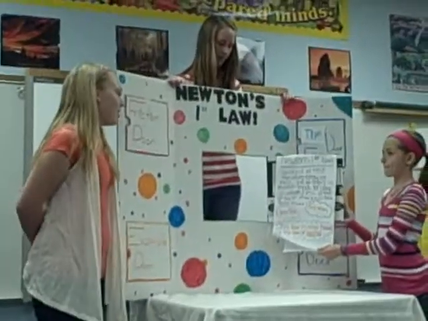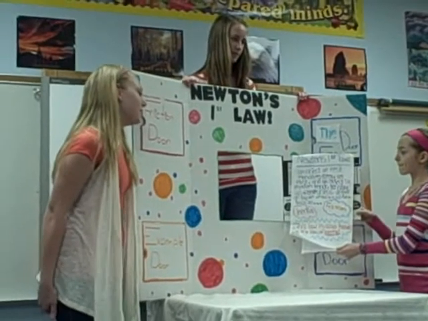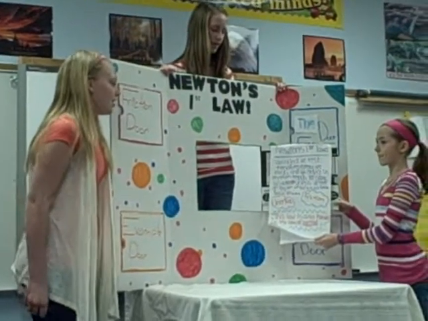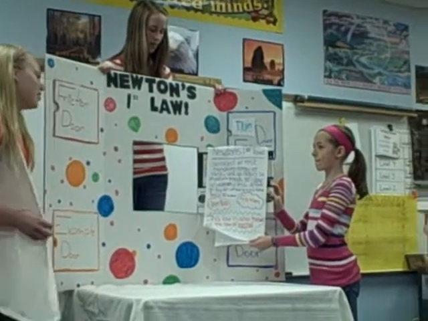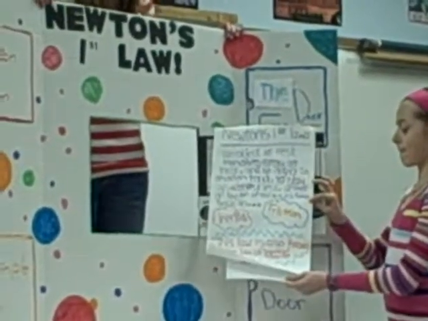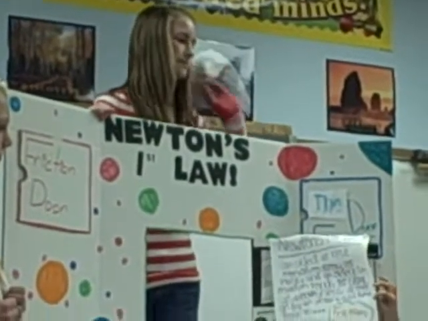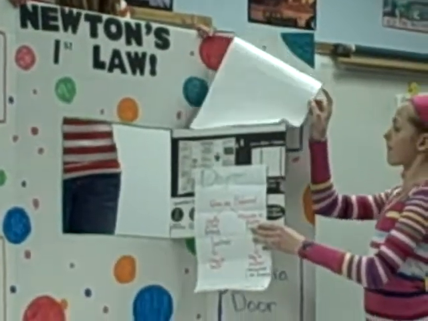Newton's first law: an object at rest tends to stay at rest, and an object in motion tends to stay in motion unless acted on by an unbalanced force, such as friction. This law is also known as the law of inertia. And if you flip the page over, you'll find a diagram to help explain this more visually.